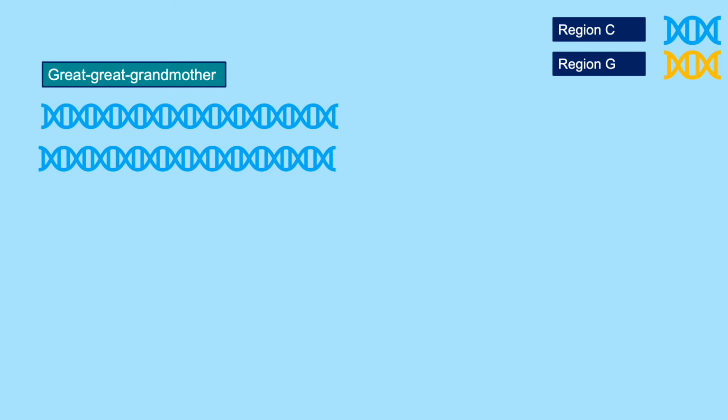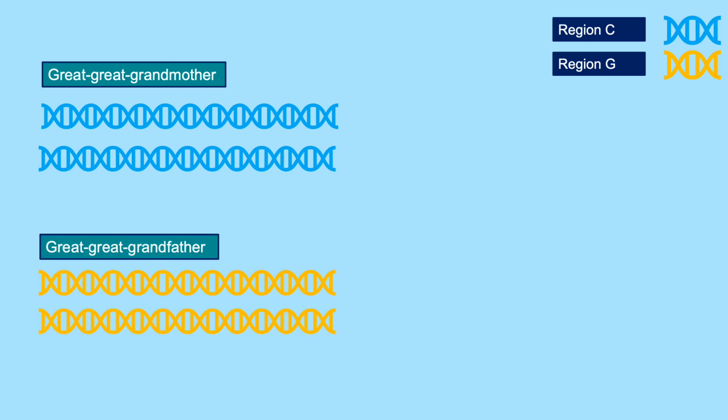Matthew's great-great-grandmother was indeed from region C. After she married his great-great-grandfather, the region C chromosomes recombined with the region G chromosomes in his great-grandmother.